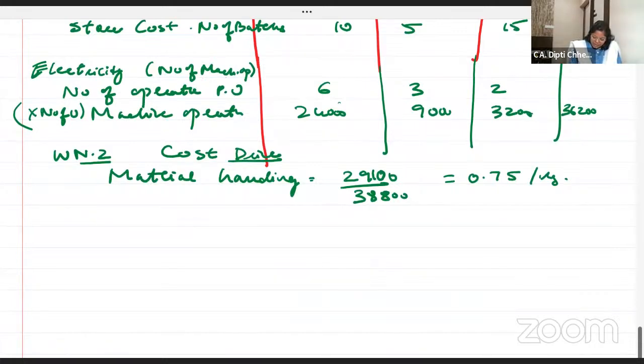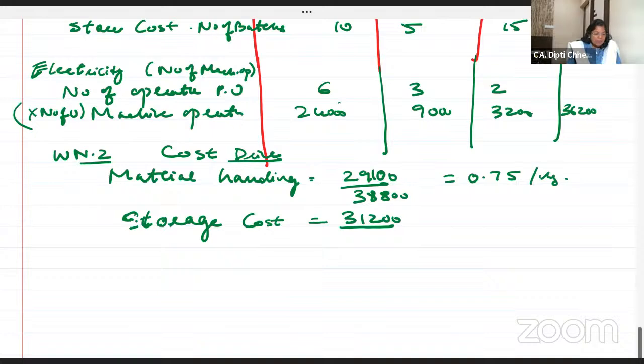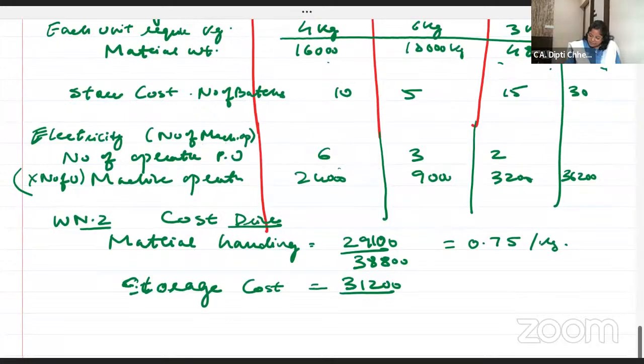Second thing is storage cost. Storage cost 31,200. Storage cost, number of batches of material. So 30 batches are there. Into 10, 5, 15 करेंगे तो you will get the answer. 31,200 divide by 30. 1040 per batch. Per batch.